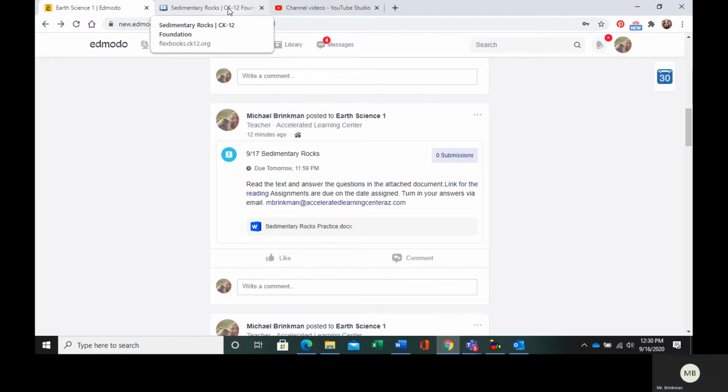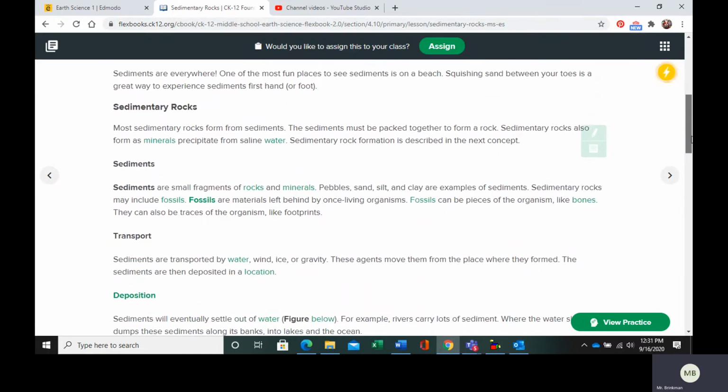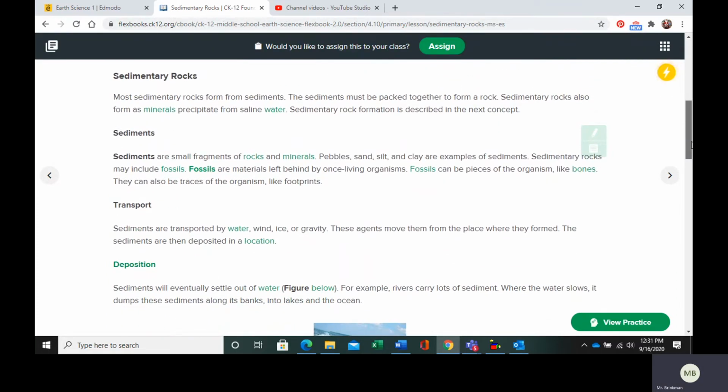So let's take a look at sedimentary rocks. Sedimentary rocks are going to form from sediments. Remember, these are smaller portions of rocks. The majority of them form from sediments. Some of them will form as minerals precipitate from saline water. That means the water is going to evaporate and the materials in there are going to react and form a solid.